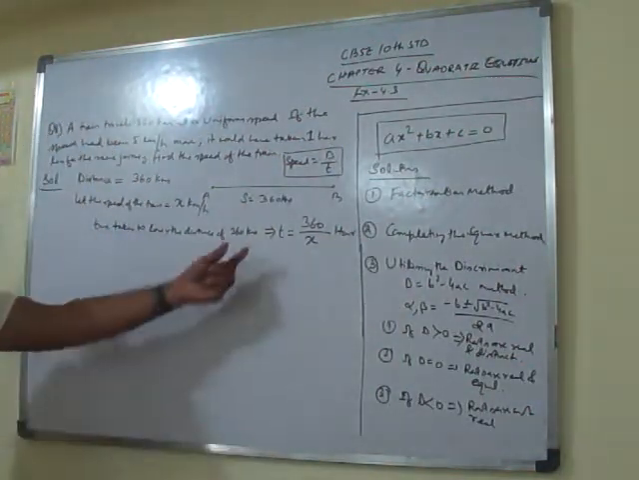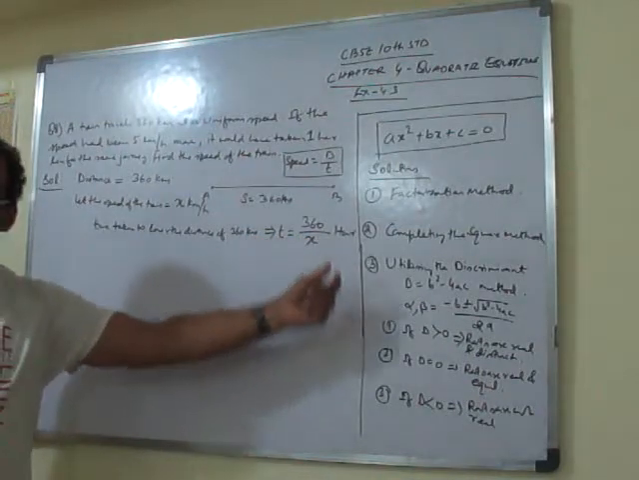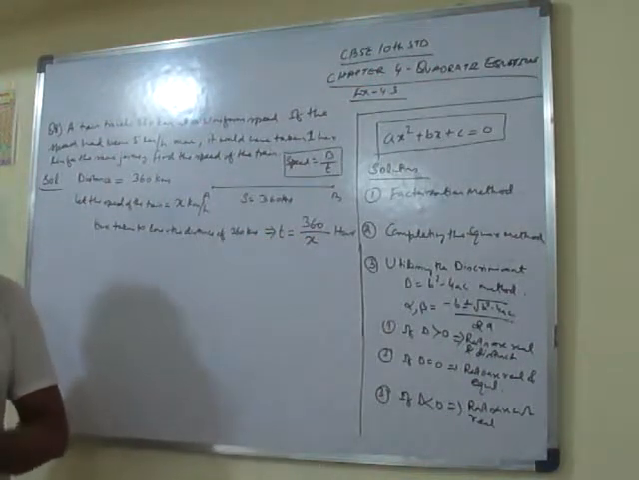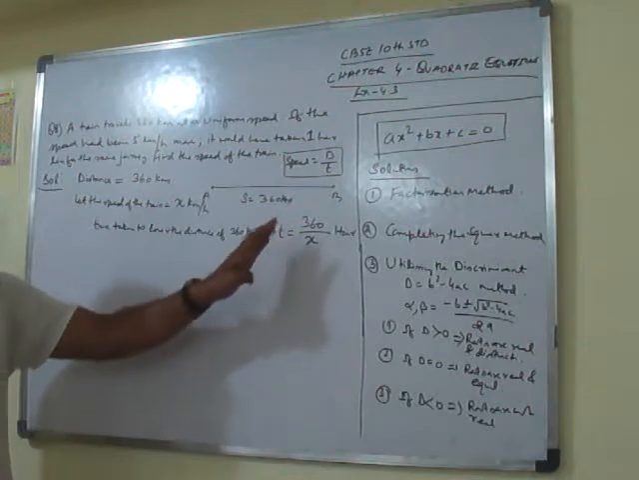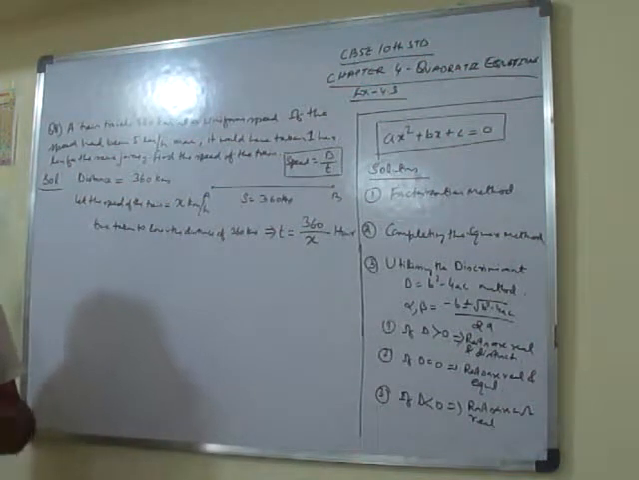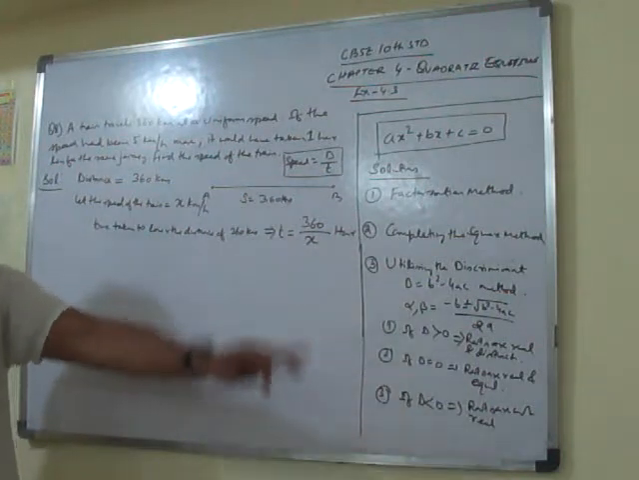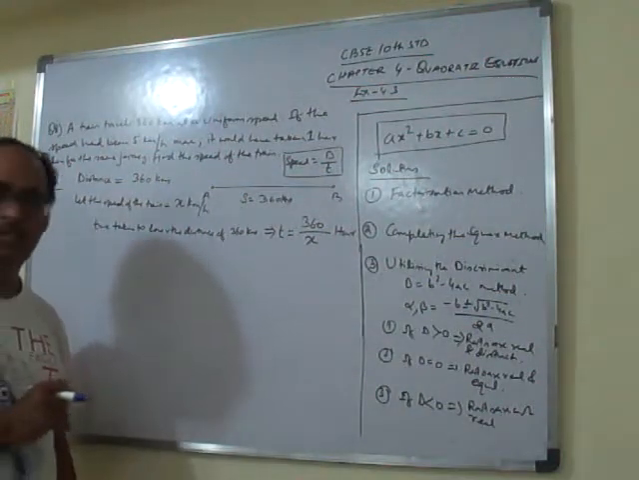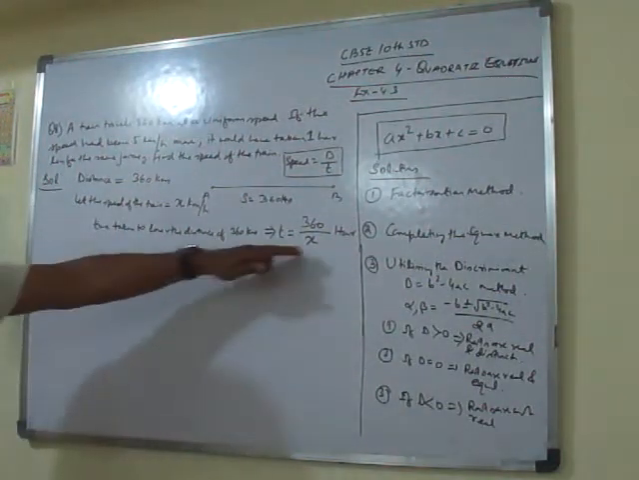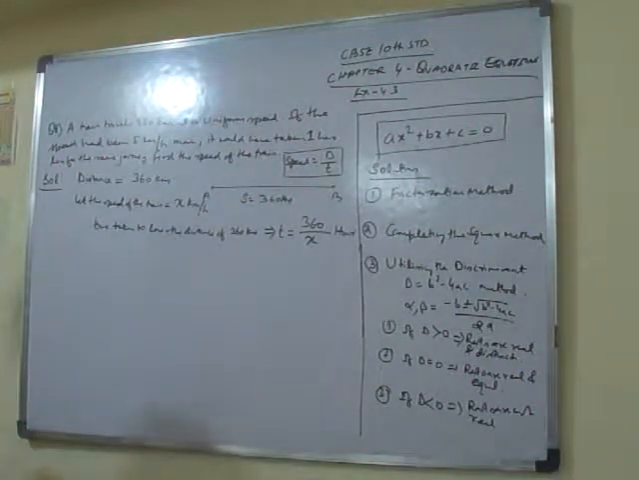So it has taken t hours to complete the journey of 360 kilometers at the speed of x kilometer per hour. So this is the first case which we are going to utilize.